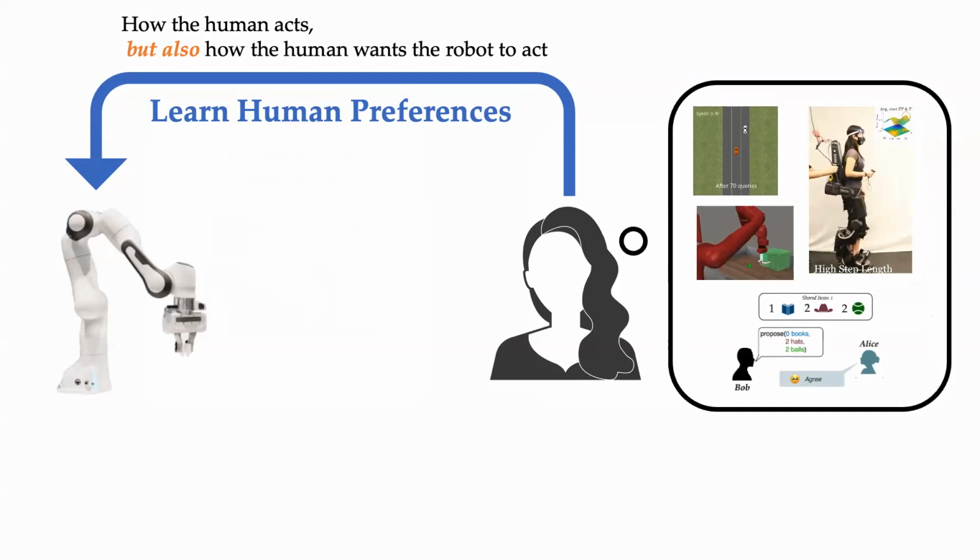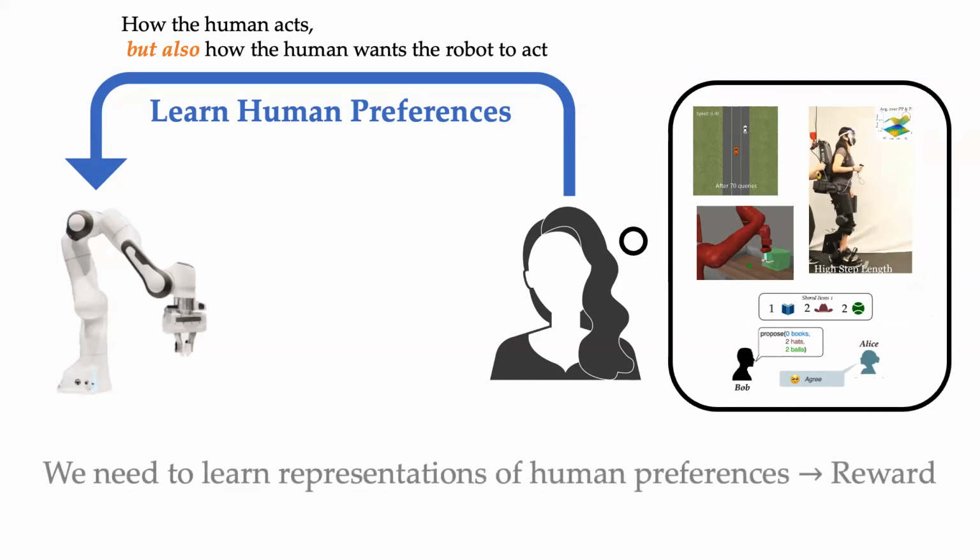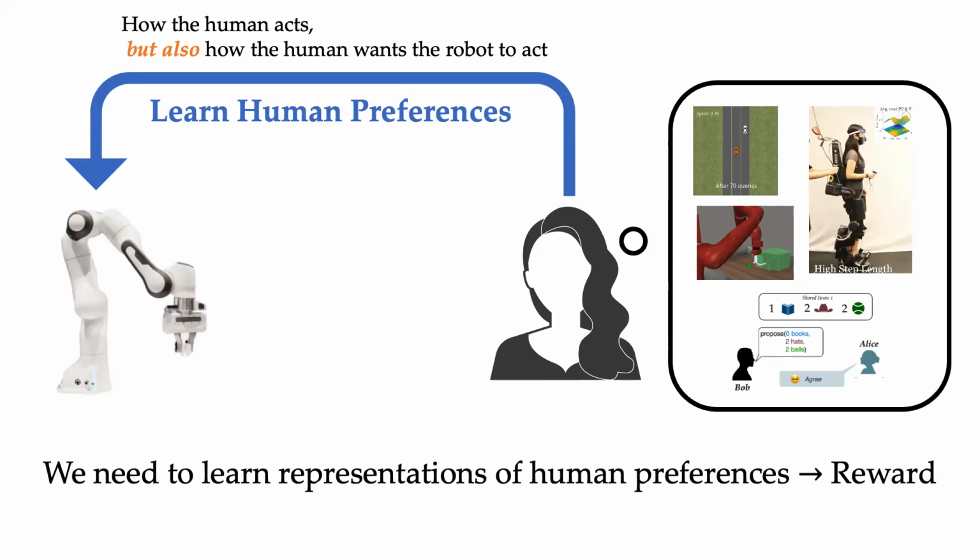For example, how a person wants an autonomous car to drive, or how a person wants, I don't know, a robot to open a drawer, or maybe an exoskeleton to help you walk or do various types of tasks here. And the question is, what is learning from these pairwise comparisons?